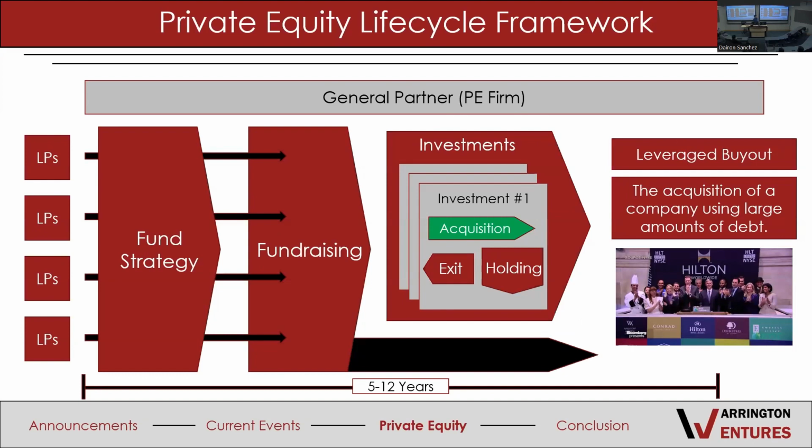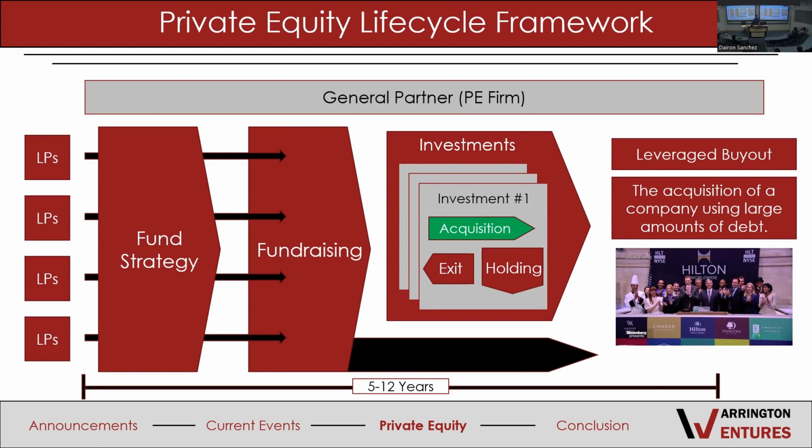Okay, after your fundraising, you're going to make your investments. In the private equity world, you're going to acquire a company, and you're going to acquire it through a leveraged buyout. A leveraged buyout is the acquisition of a company using a large amount of debt. We're going to go into detail about how the LBO process works. It's very essential to know if you want to do investment banking and you want to do private equity one day. This is kind of the foundation for how private equity operates and the way that private equity makes a lot of money.